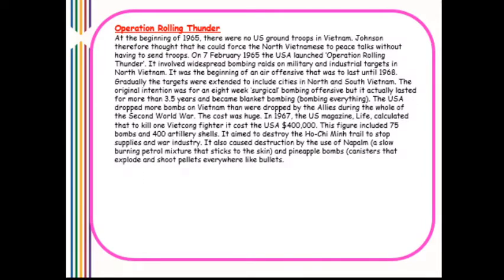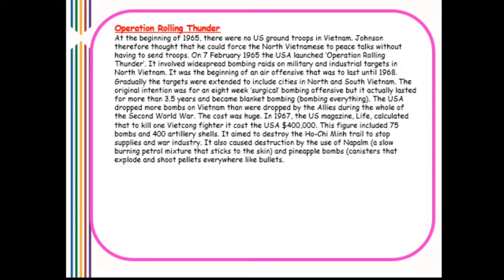So at the beginning of 1965, there were no US ground troops in Vietnam. Johnson therefore thought that he could force the North Vietnamese to peace talks without having to send troops. On the 7th of February 1965, the USA launched Operation Rolling Thunder. It involved widespread bombing raids on military and industrial targets in North Vietnam. It was the beginning of an air offensive that was to last until 1968.